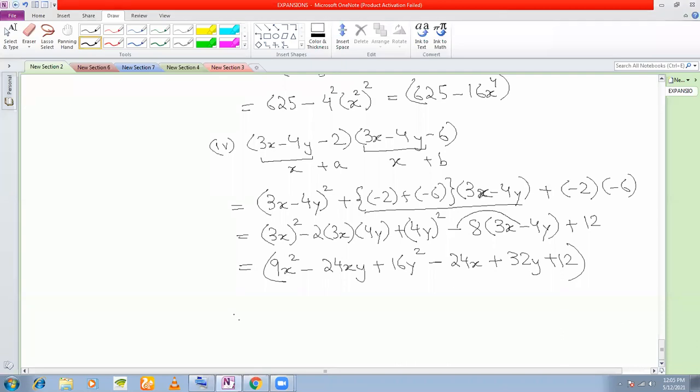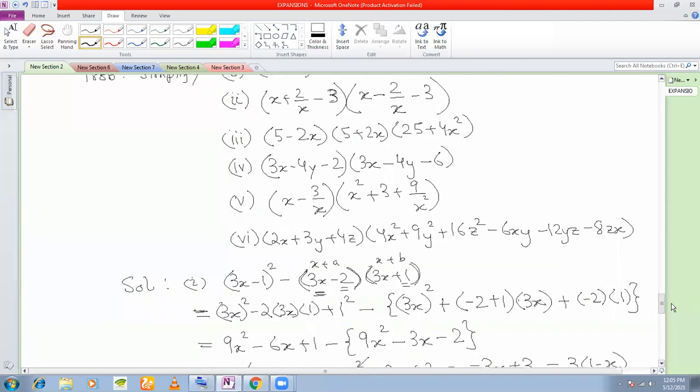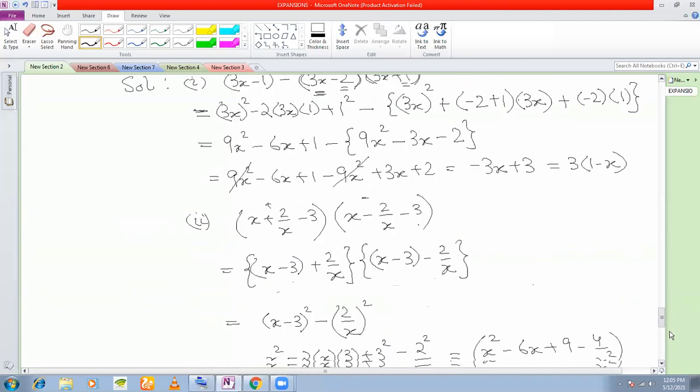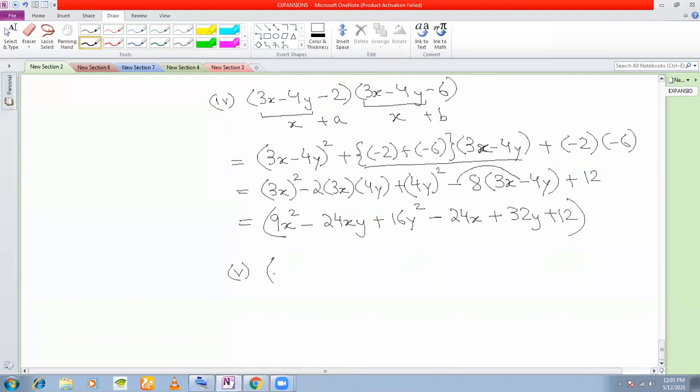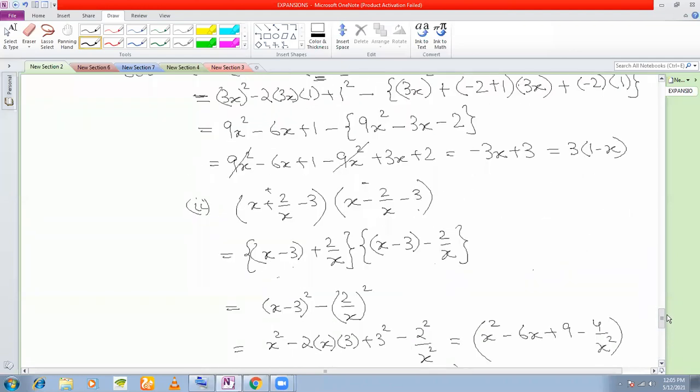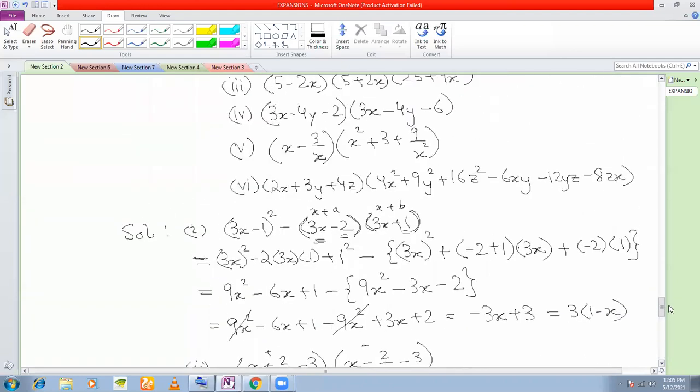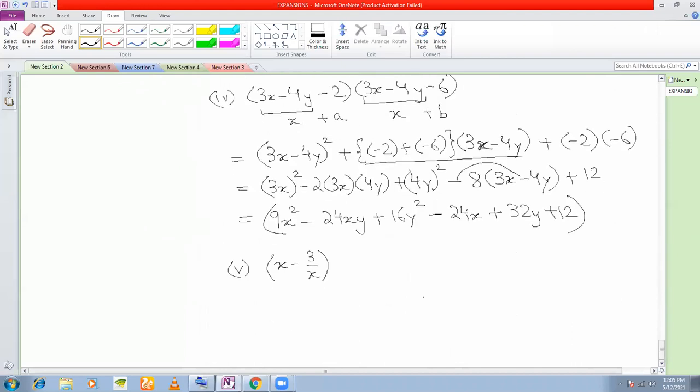Number 5. Question is x minus 3 by x, and you have x square plus 3 plus 9 by x square.